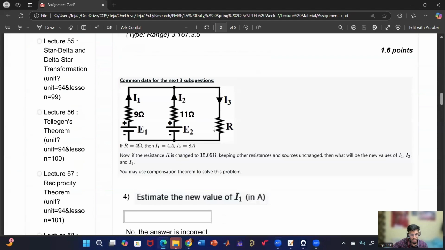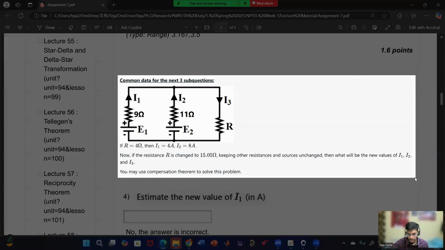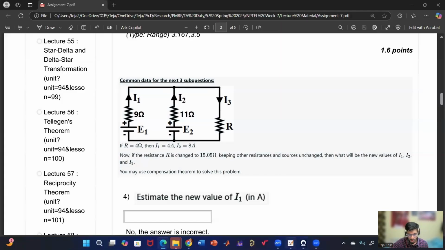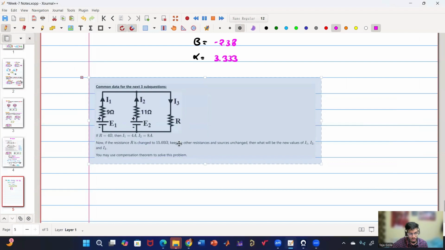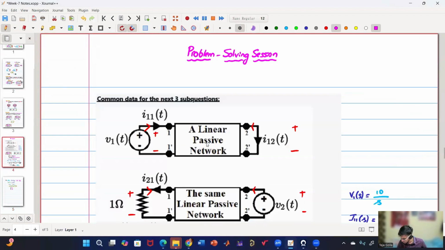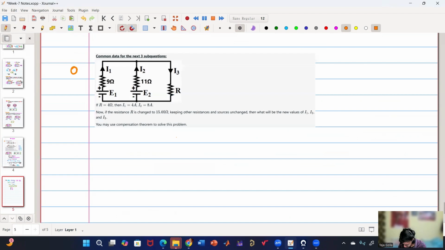So the next problem is, they are actually giving hints, which is a good thing. The problem is solved using the compensation theorem. Okay, so this is our problem one, question one. This is our question two. Please read the question first, then we'll proceed to solve.